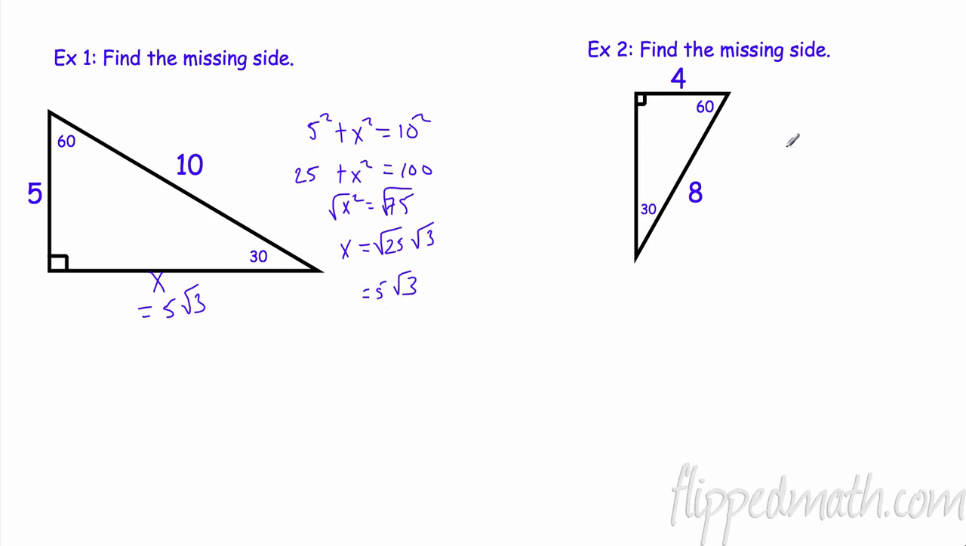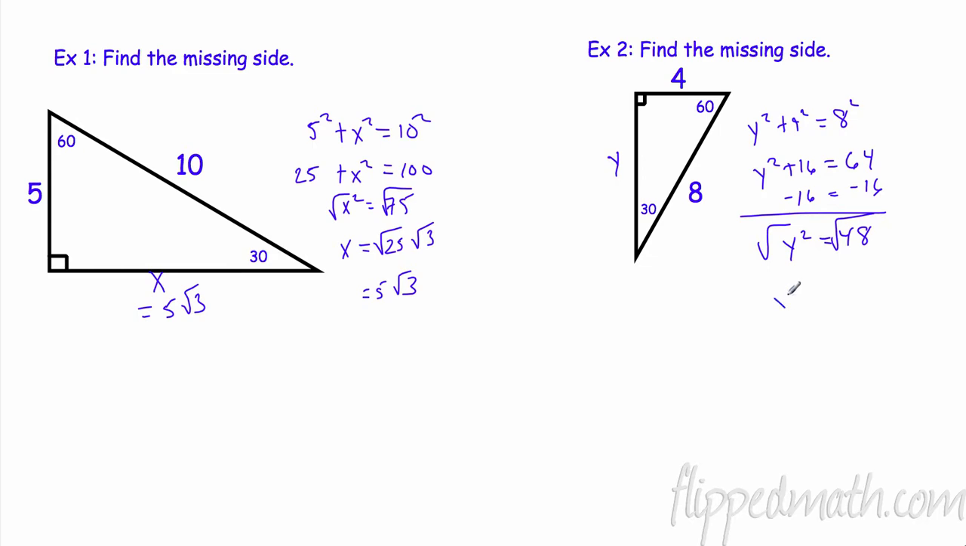All right, let's come over here. Same thing, we'll call this side y. So we have y squared plus 4 squared equals 8 squared. That's y squared plus 16 equals 64. Subtract 16, so y squared equals 48. Take the square root of that. Again, we only use the positive or principal root because we have a distance. So that's 16 times 3 is 48, which is 4 radical 3.